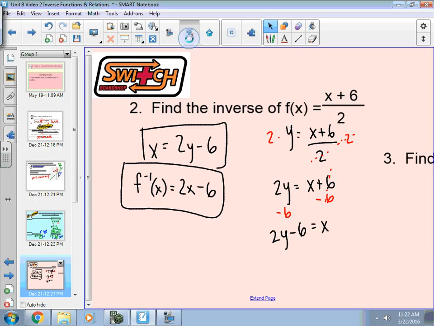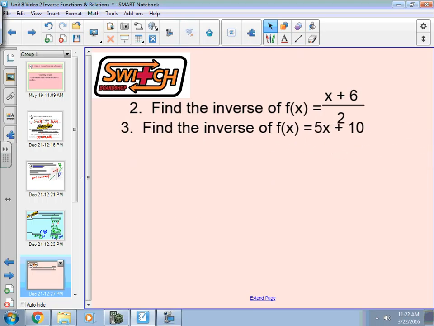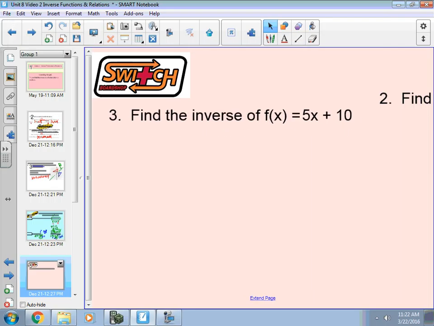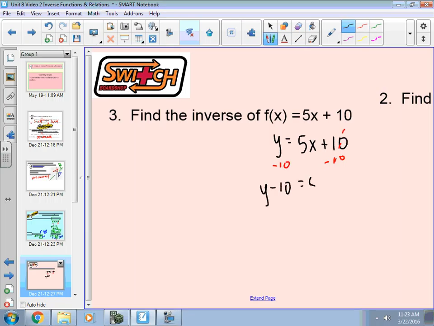All right, let's try another one of those. Number 3. They want us to find the inverse of this one. So again, f of x is like y. So we want to get this to be an x equals equation. How do we do that? Move everything away from the x. Here we'd want to start by subtracting 10. That's down now, so you got y minus 10 equals 5x. Now to get that 5 out of there, it's being multiplied, so the opposite of multiplying would be to divide. That cancels out. So now we have x equals (y minus 10) over 5. And that would be a good answer here.